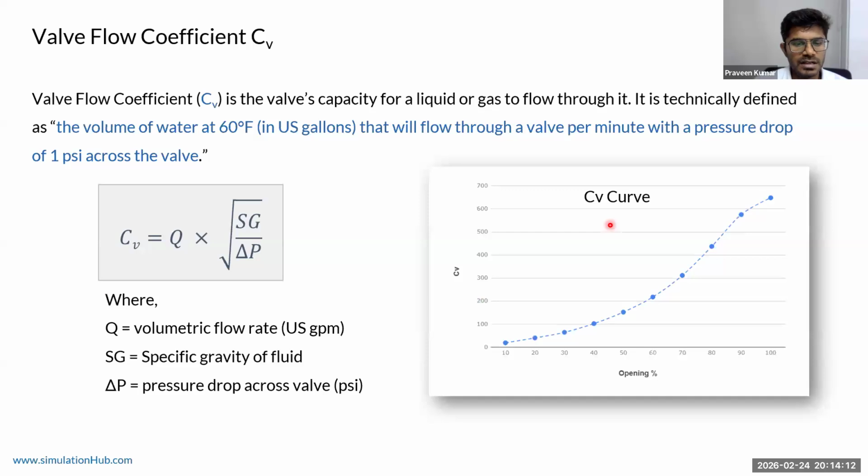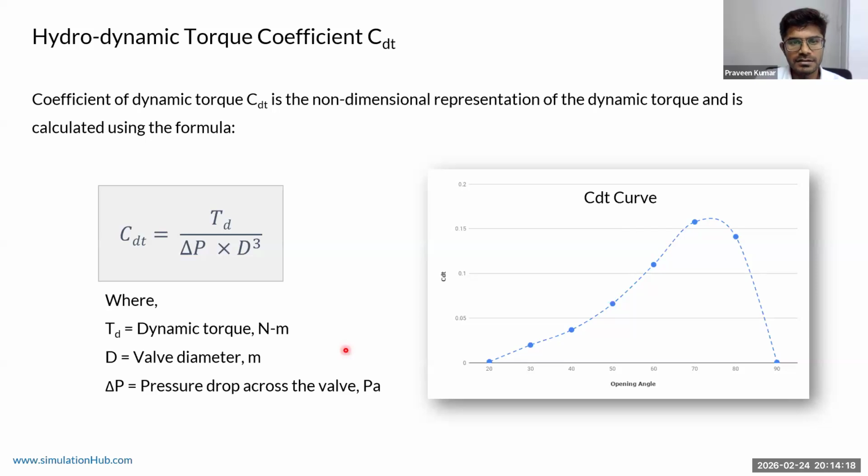Like CV has GPM per PSI. That unit is there, but this one, CDT, is a non-dimensional representation of the dynamic torque. So how is it calculated? If you know the dynamic torque and the pressure drop across the valve for the valve size, then this is the valve diameter. So you get the CDT.